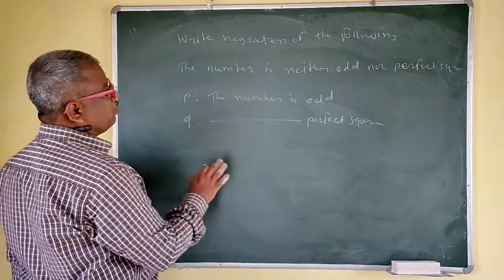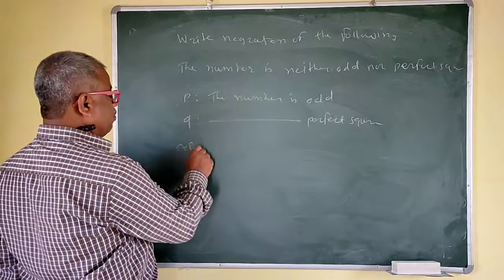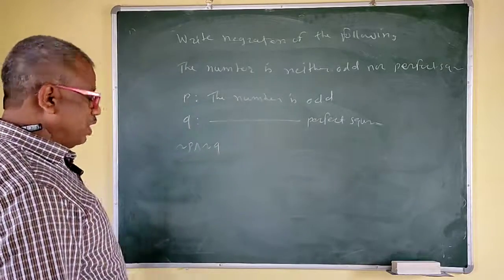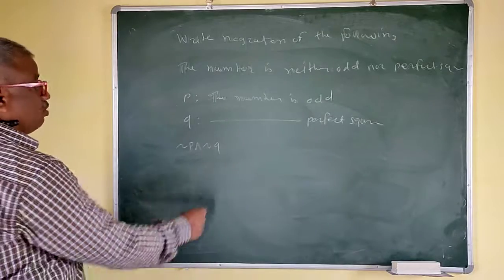So your symbolic form is 'neither P nor Q'. That means negation of P and negation of Q is your symbolic form. This is your symbolic form, right?